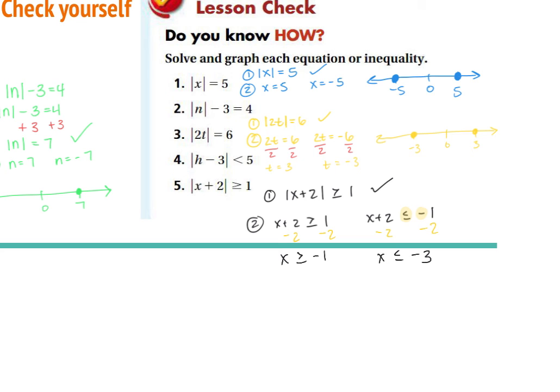If we were to graph this, okay, x is going to be greater than or equal to -1. Here's -1. Oops. Let me put 0 over here. Here's -1. Closed circle. So x has to be greater than or equal to -1. So we're going to shade to the right. And then x also has to be less than or equal to -3. So let's find -3. Closed circle. And we're shading to the left. Okay? This is an OR.